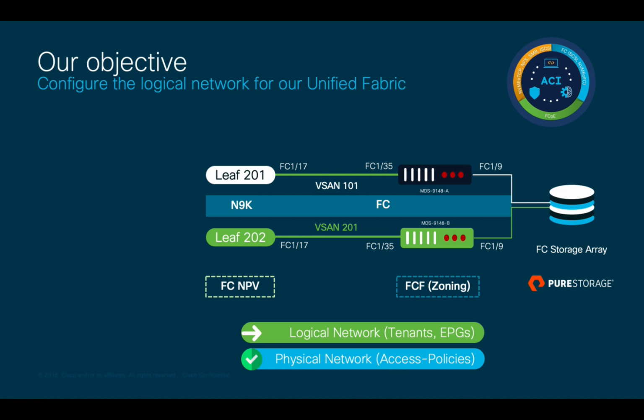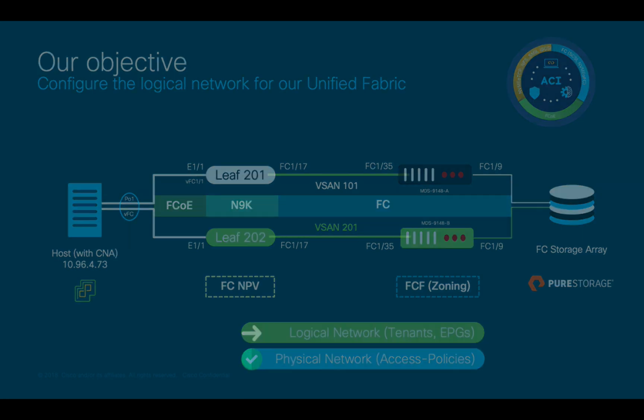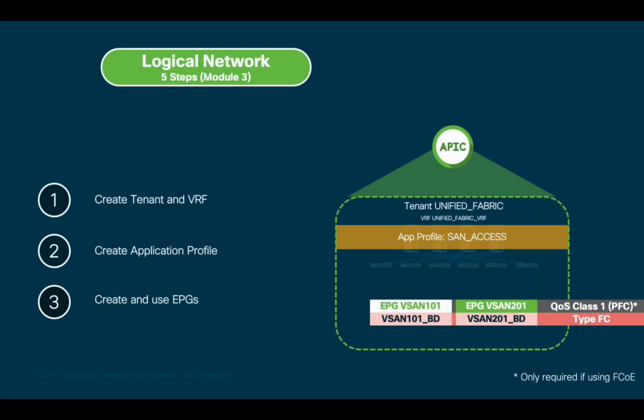Now that we have finished our Fibre Channel uplinks configuration, let's now proceed to do the same with the Fibre Channel over Ethernet side of it to have our ESX servers connected to the storage array. We will use the same tenant, application profiles, and vSAN EPGs we already created. However, there is one more thing we need to do.